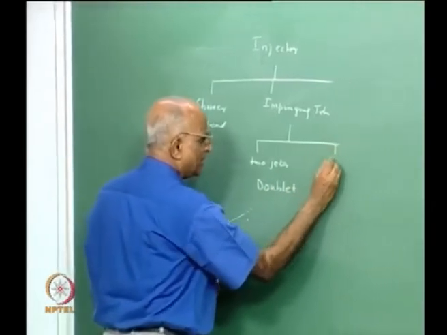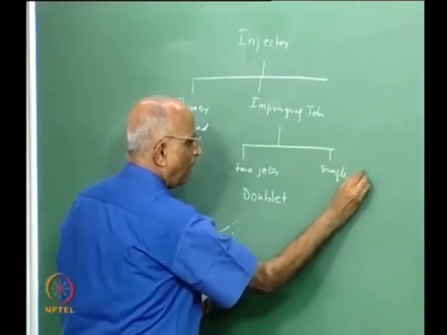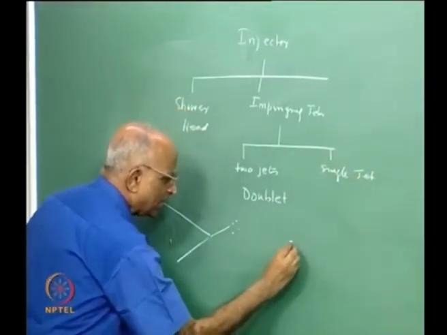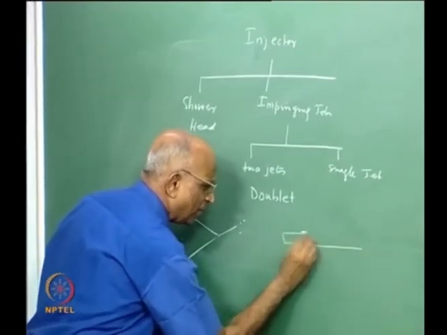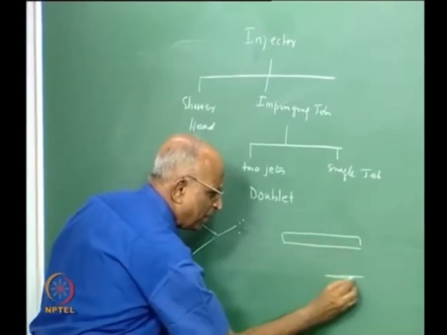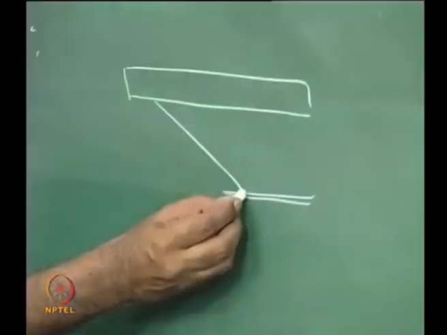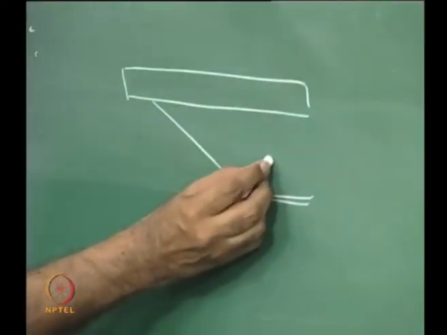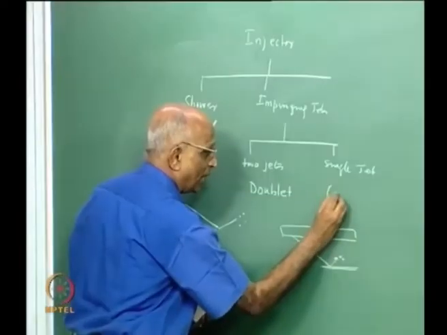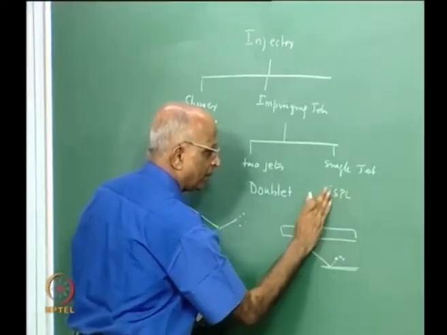If I use a single jet, how do I still break it? Maybe in the combustion chamber, I have the injector over here. I put something like a plate here, a plate on which the jet impinges. I make it splash on this plate, and what I get is droplets here. And this is known as a splash plate injector.